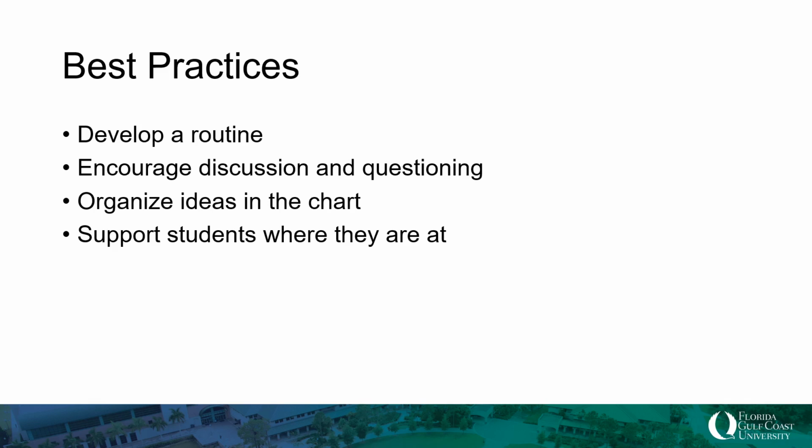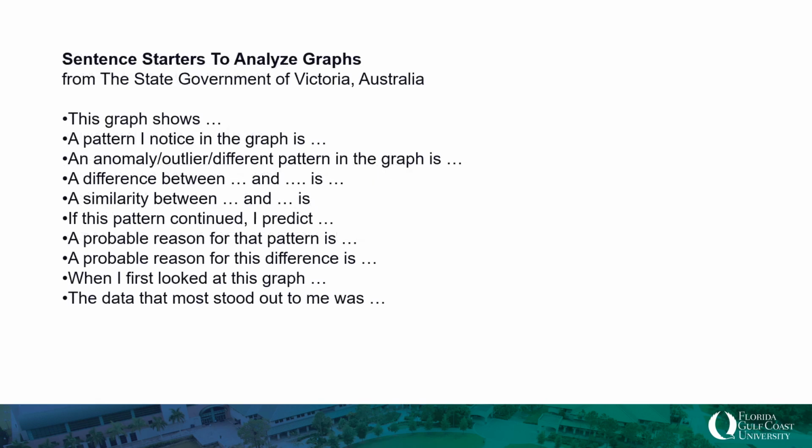Support students where they are at. Based on your students, this may be a long process, or students may be able to achieve higher levels of analysis. One way to support your students should be to offer sentence starters. There are many places where you can get more resources and support to teach graphs and data using the progressive analysis teaching strategy.